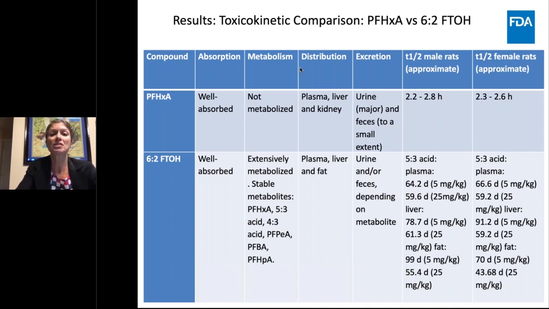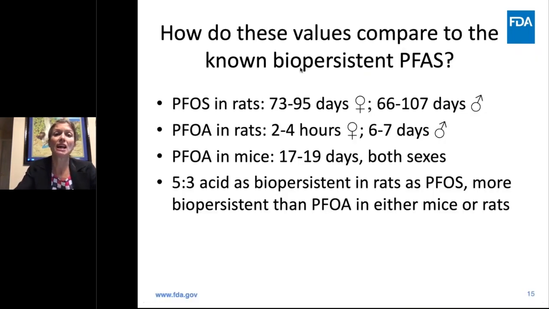Perfluorohexanoate half-lives in male and female rats are extremely short, measured in hours, whereas the 5,3 acid, as Dr. Kabadi has already discussed, is measured in days. And if you look at how the values for the half-lives compare with known biopersistent PFAS compounds, the 5,3 acid is as biopersistent in rats as perfluorooctane sulfonate, and more biopersistent than PFOA in either mice or rats.